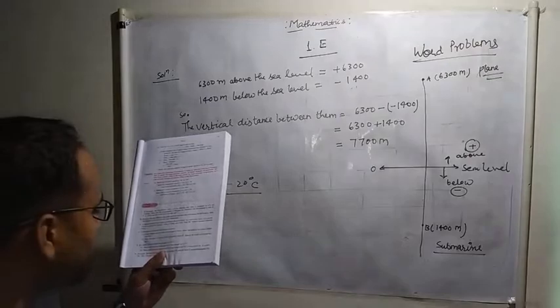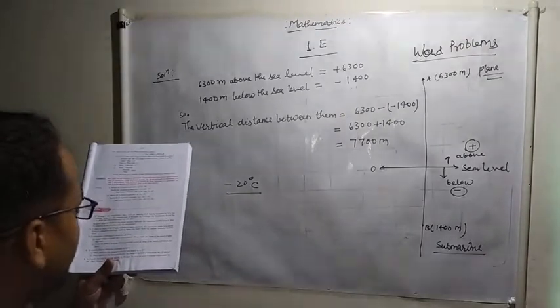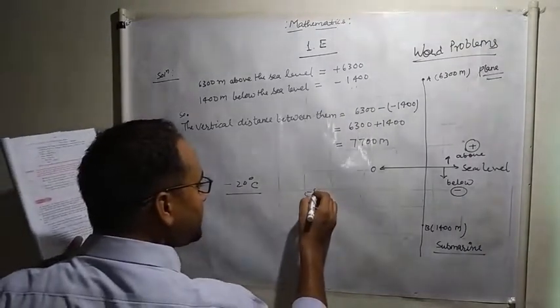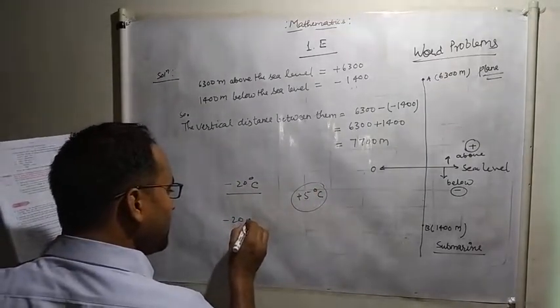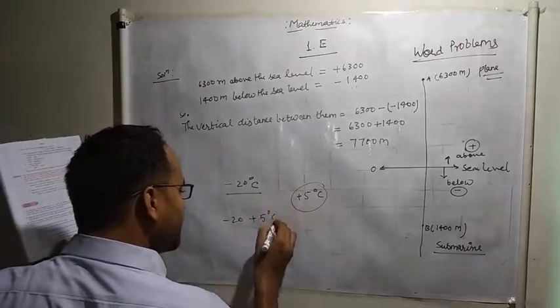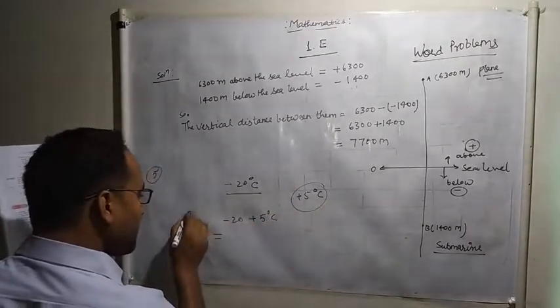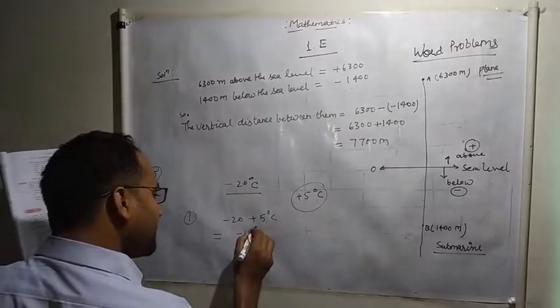What would be the temperature if it is raised by 5 degrees centigrade? It means it is raised by 5. Raising means it is positive. So here is minus 20 and plus 5 degrees. So the answer of the first one is minus 15 degrees centigrade.